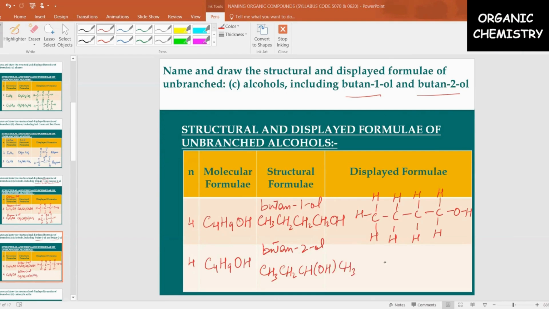Now the displayed formula: 1, 2, 3, 4. Carbon number 2 contains OH, so I will place OH with this carbon. Now placing hydrogen atoms on each carbon atom. So this will be the final displayed formula for butan-2-ol.